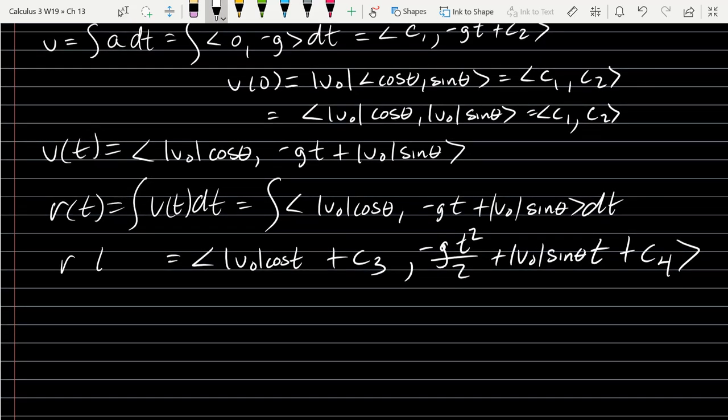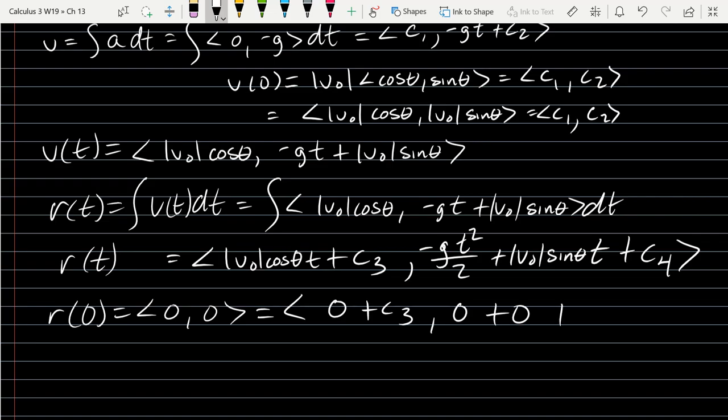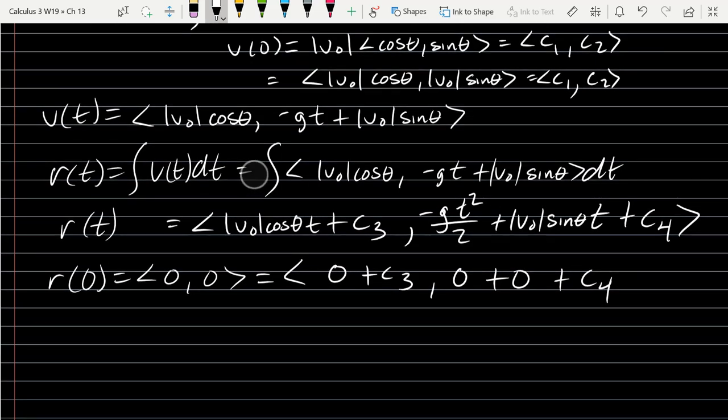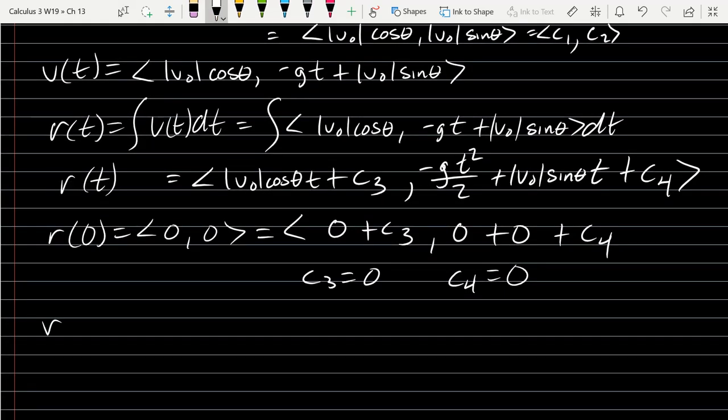So I have, this is r of t. We do know initial position, r of 0, we said was 0, 0. And it's not cosine t, it's cosine theta times t. So 0 plus c3, comma 0 plus 0 plus c4, and that equals 0, 0. C3 equals 0, C4 equals 0. We can write down our final r of t.